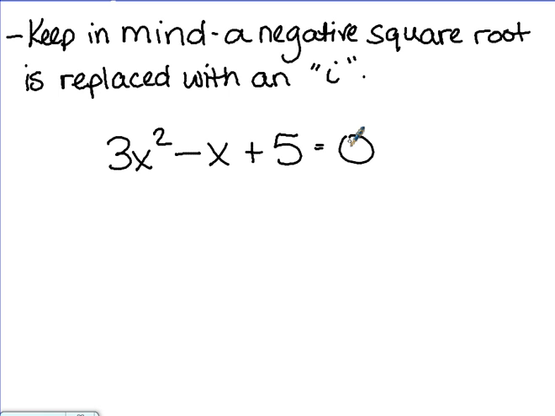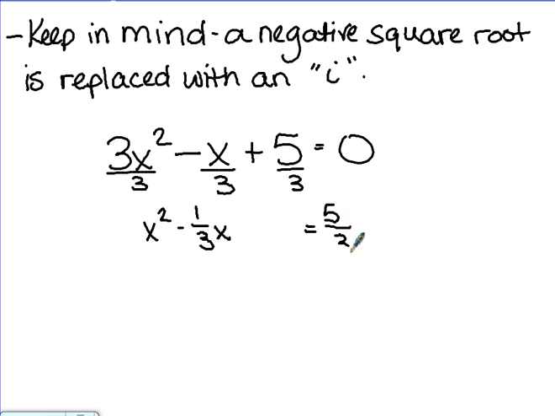We need to get rid of our leading coefficient. All right, so our leading coefficient is 3. In order to get rid of that, we're going to divide every term by 3. So I get x squared minus 1/3 x. And I'm going to go ahead and move this 5/3 to the other side of my equal sign. Okay, it's going to equal negative 5/3.